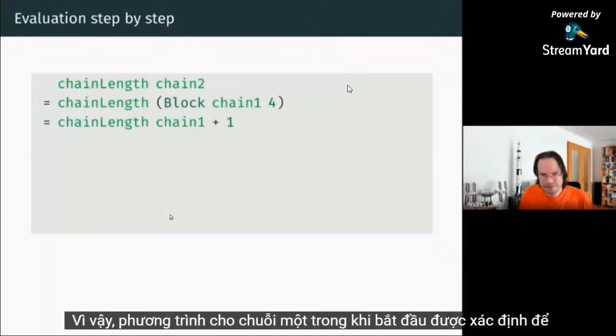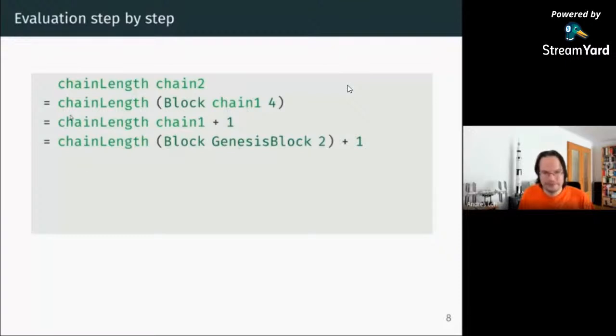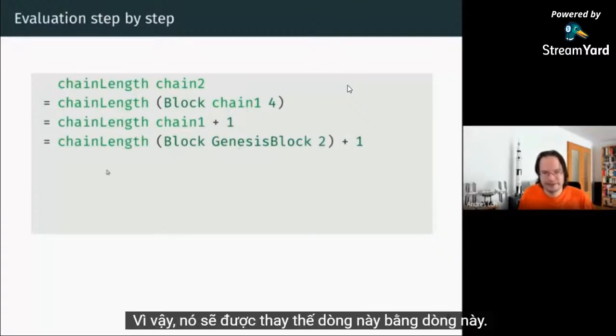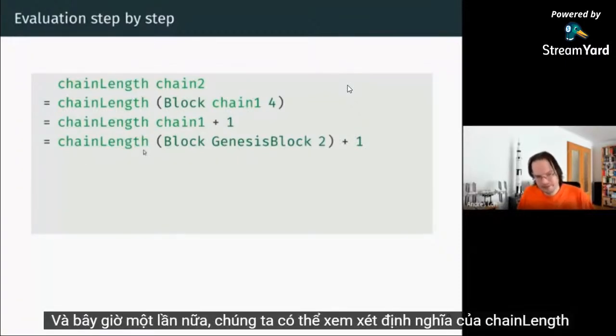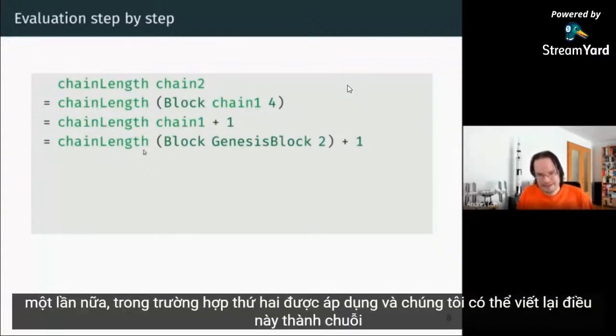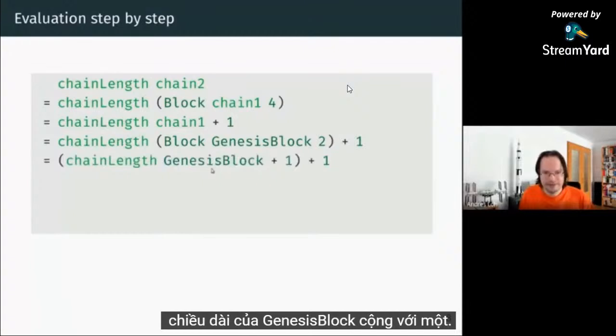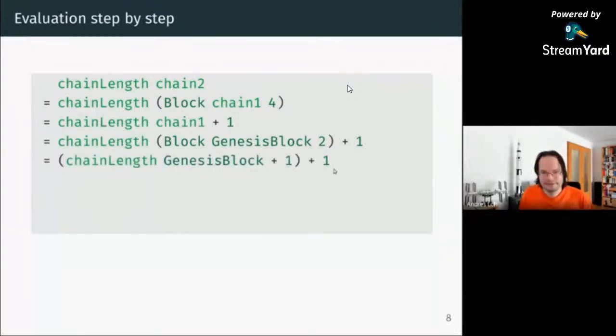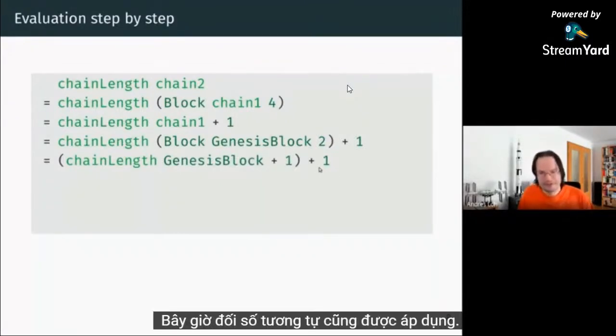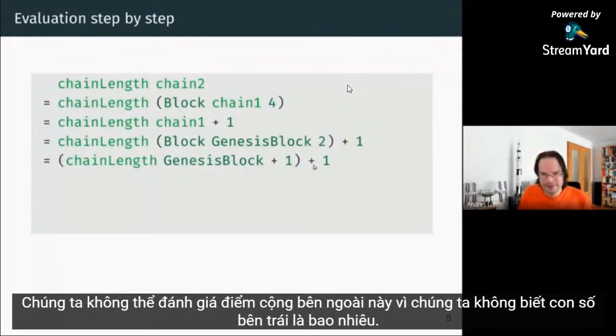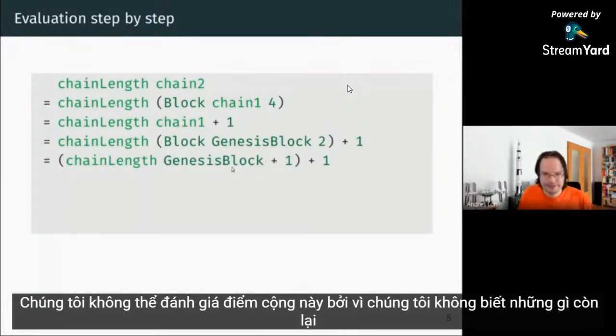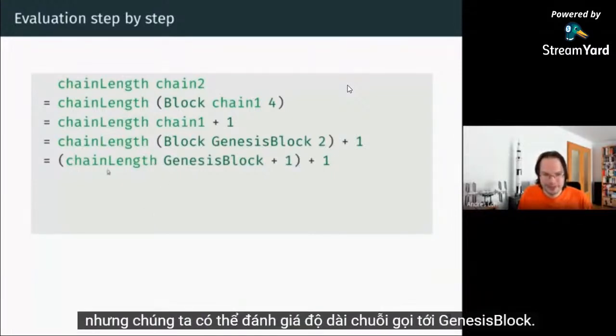So the equation for chain 1 was that it was defined to be block Genesis block 2. So we replaced this line by this one. And now again, we can look at the definition of chain length. Again, the second case applies, and we can rewrite this to chain length of Genesis block plus 1. And now the same argument applies. We cannot evaluate this outer plus because we don't know what the left number is. But we can evaluate the chain length call to Genesis block.